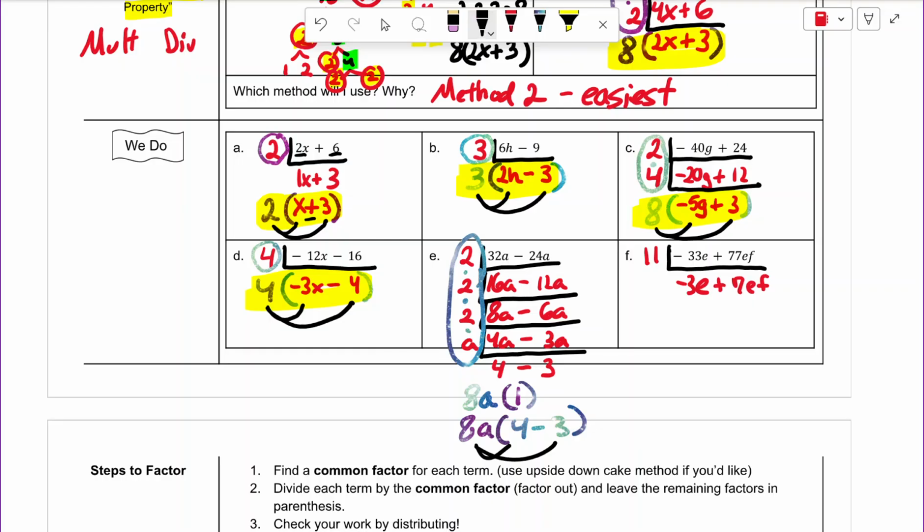Make another layer. They both have E's, so I'm going to factor out an E. Negative 3E is negative 3. And 7EF, factoring out an E, is 7F. All right, looks like I'm finished, so I'm going to put my parentheses around it. And 11 times E is 11E. You can always check it with distributive property, and you'll see that it is equal.